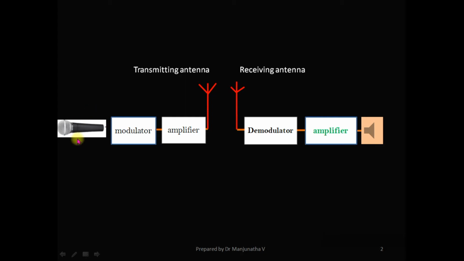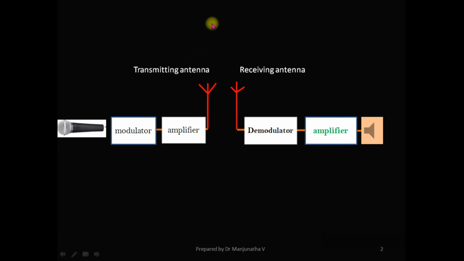In the process of modulation, the sound wave received by the microphone is converted into an electrical signal. This electrical signal reaches the modulator, where the modulator converts the carrier wave as well as the sound wave into the modulated wave, and the process of modulation is done by the modulator. Then this signal is amplified and reaches the transmitting antenna.